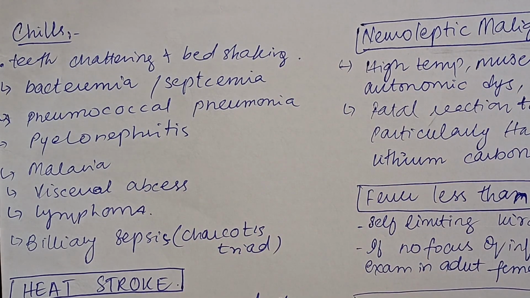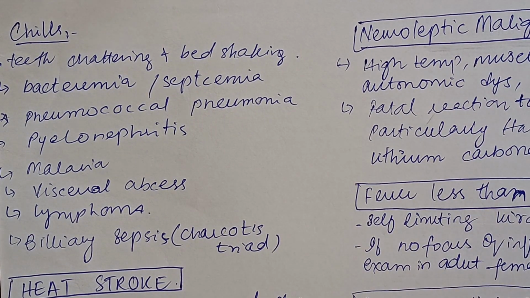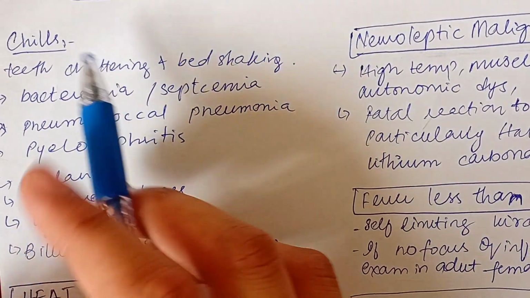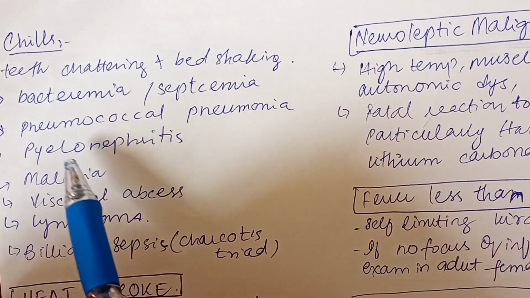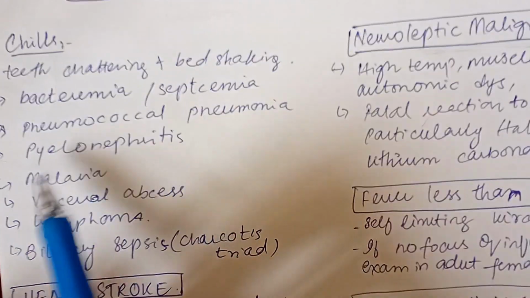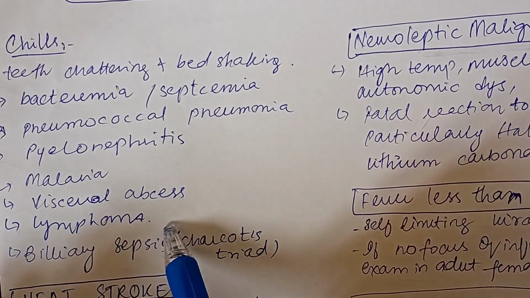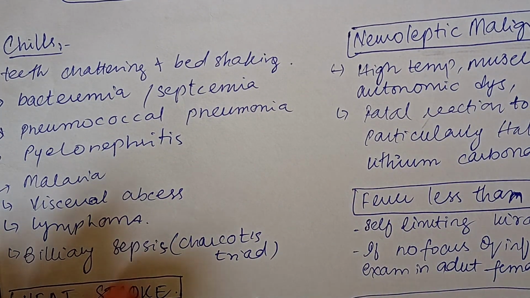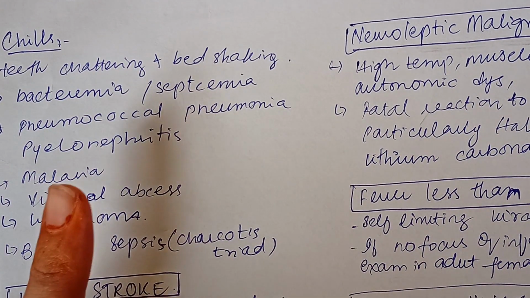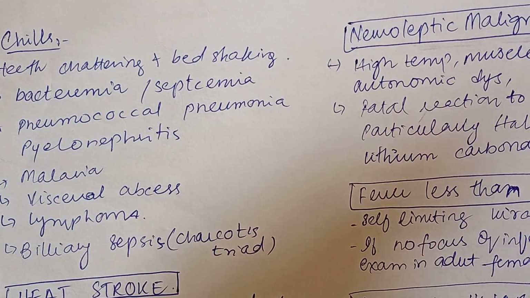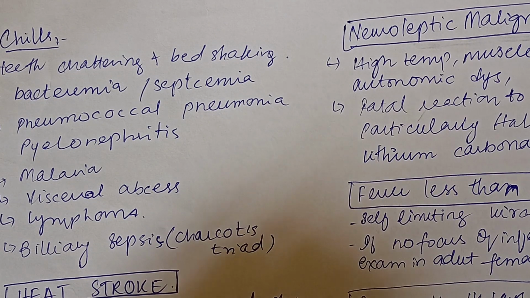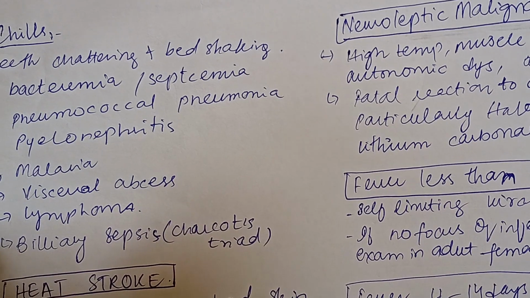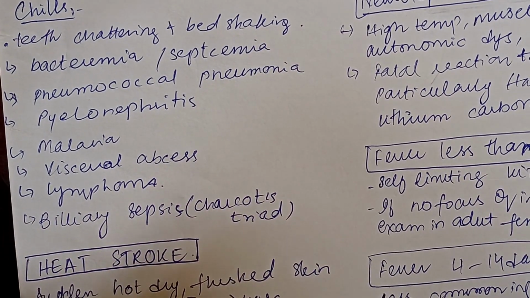Fever can be associated with chills, and the causes of chills can be bacteremia and septicemia. Most of the times, the chills are present in these conditions with fever: pneumococcal pneumonia, pyelonephritis, malaria, visceral abscess, lymphoma, and biliary sepsis, in which we have Charcot's triad. In these conditions, most of the times the fever is associated with chills like teeth chattering and bed shaking. This type of state is called chills.